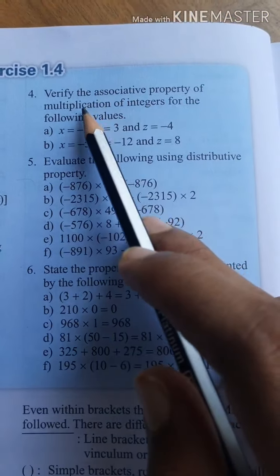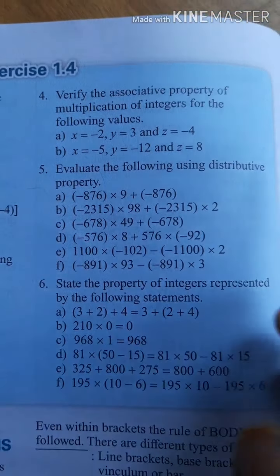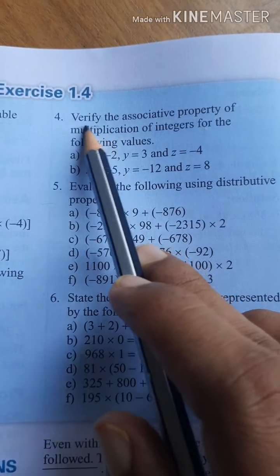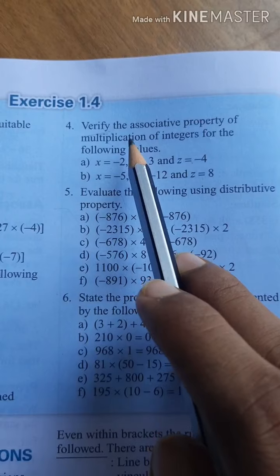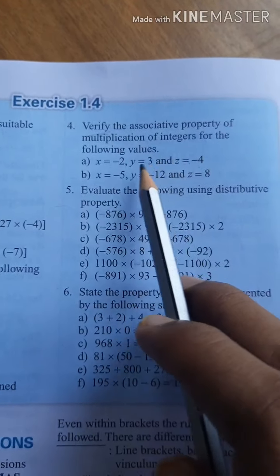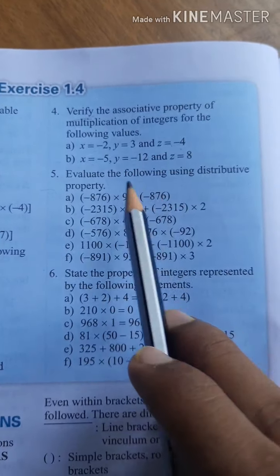Fourth one, verify the associative property of multiplication of integers for the following values. Here the word is verify. So take these 3. First write the associative property formula. Then you solve for the left hand side and right hand side. Check whether you get both answers correct: left hand side equal to right hand side.